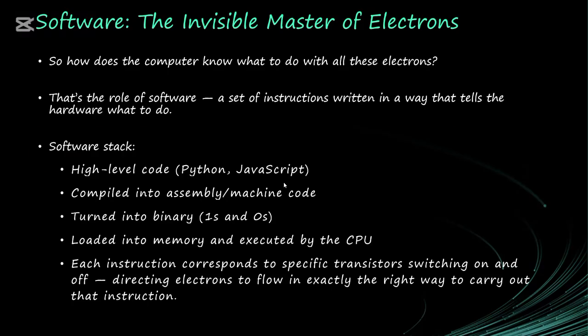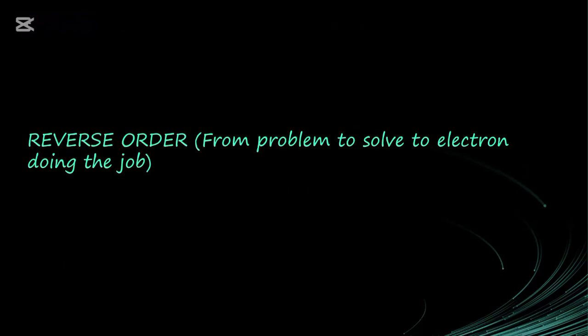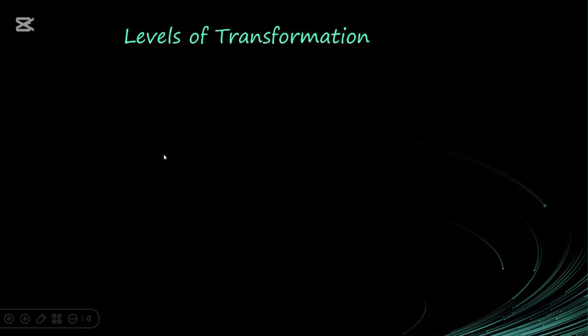Okay. So now let's have a reverse order. We have just talked from electrons to problem. Now let's talk from problem down to electrons. Basically, your computer is to solve a problem. You want your computer to do 1 + 1 for you. That's a problem you want it to solve. So let's go from problem down to electron doing the job. Let's see how it works. These things are called levels of transformations.